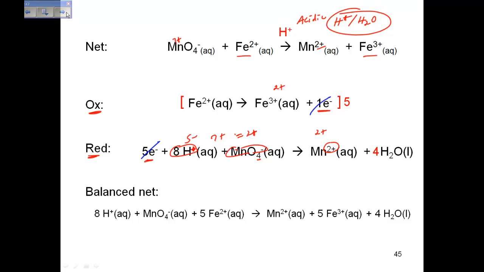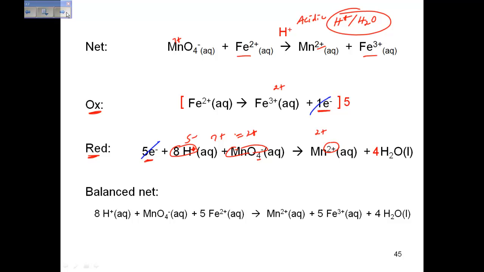Which means I have 8 H pluses, 1 permanganate, 5 iron 2s, 1 manganese 2, 5 iron 3s, and 4 waters. At this point in time, it's a balanced ionic equation, which means I can check it and see that all my atoms are balanced and all my charges are balanced. I also got to make sure that I have it in the lowest whole number ratio and that I have nothing in common on both sides that I can cancel. Looking at it, there's nothing the same on both sides, so I don't have anything I can reduce there, and I have odd and even numbers, so there's no number I can divide by to reduce it any further. So this is my balanced equation.